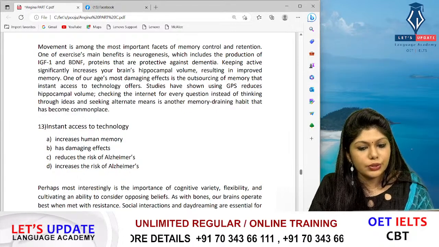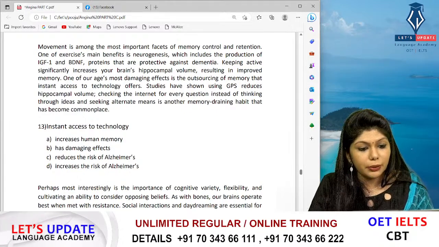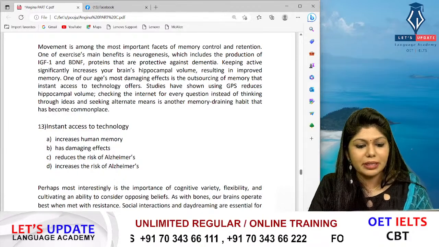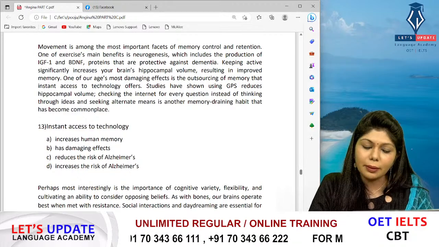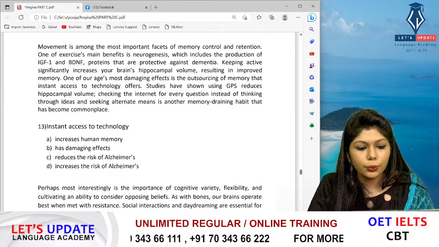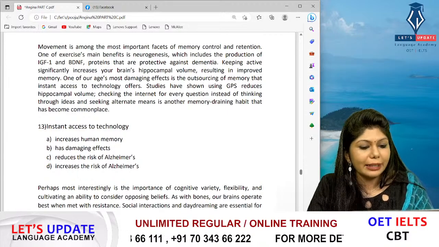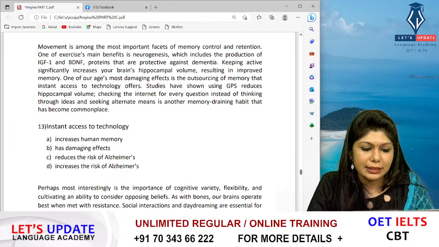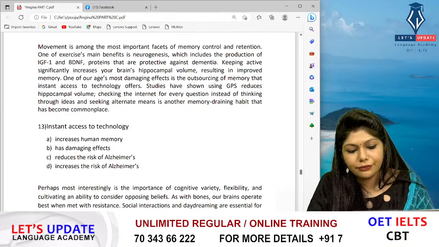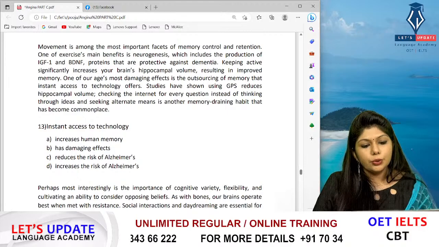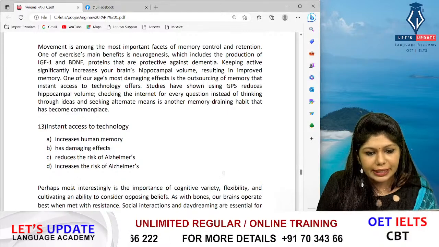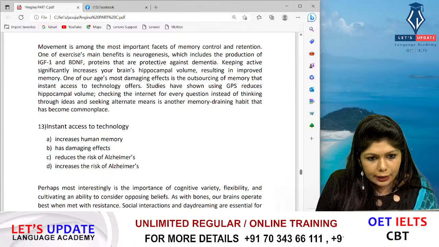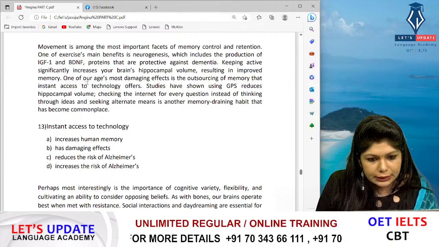Studies have shown using GPS reduces hippocampal volume. Checking the internet for every question instead of thinking through ideas and seeking alternate means is another memory training habit that has become commonplace. So the question was instant access to technology. Option A increases human memory, B has damaging effects, C reduces the risk of Alzheimer's, and D increases the risk of Alzheimer's. Okay, about instant access to technology, what have they mentioned about that? Yeah, look at this sentence.